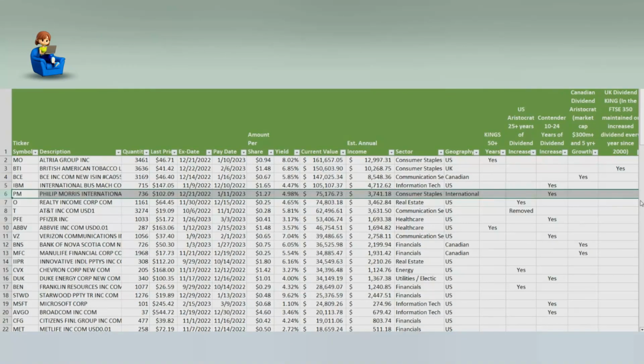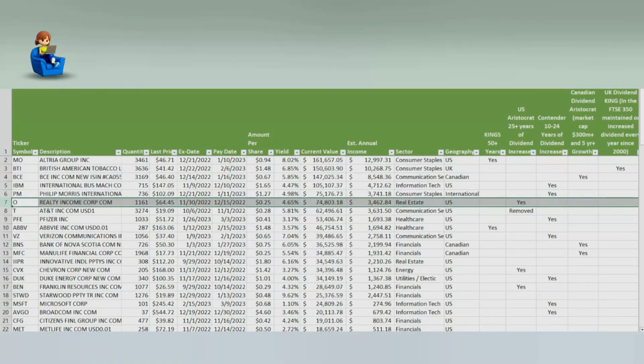Next, we have Philip Morris, another and the last of my big tobacco holdings. 736 shares there at a 5% yield gives me $75,000 and generates about $3,741 a year. And Philip Morris is a dividend contender. Now, switching over to real estate, I've got ticker symbol O, Realty Income, my favorite REIT. And I've got 1,161 shares and about $75,000 here. So that generates almost $3,500.